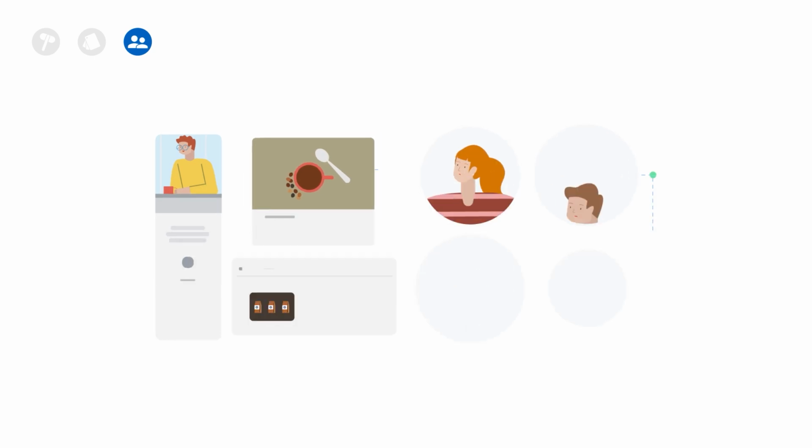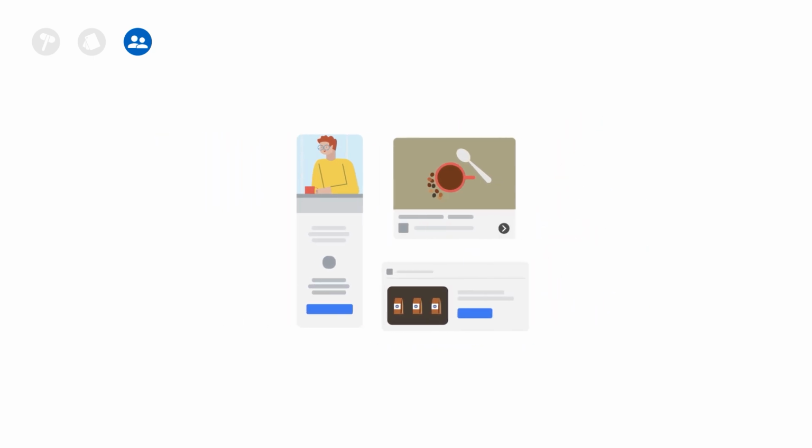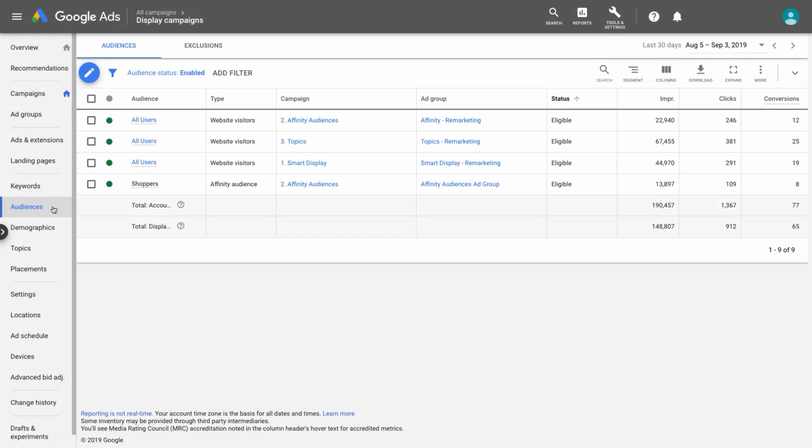And third, optimize the audiences of your display campaign. If you're running a smart display campaign, you'll automatically reach new and existing customers who have intent to buy. For any standard display campaigns, start evaluating the performance of your audiences in the Audience tab.